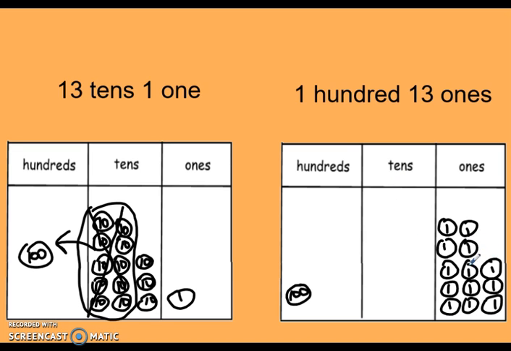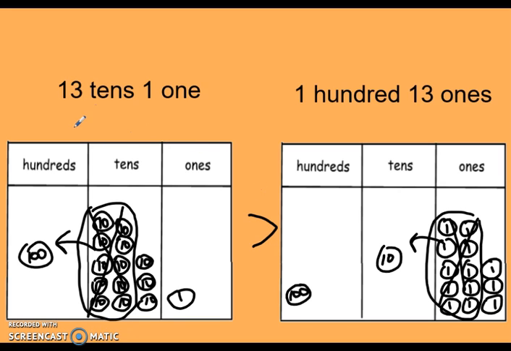However, if I look at my ones, I have more than 10 ones. So I'm going to circle my group of 10, bring it over, and make a 10. So now if we look at our tens, here I have 3 tens. Here I only have 1 ten. So, because this has 3 tens, this number is greater than this number.